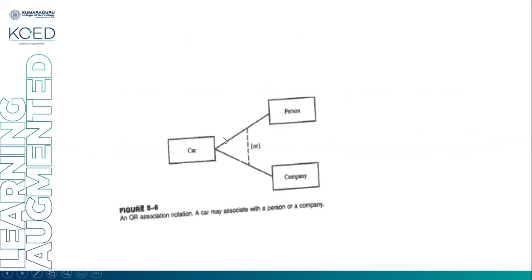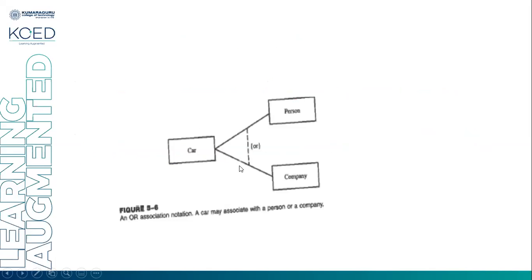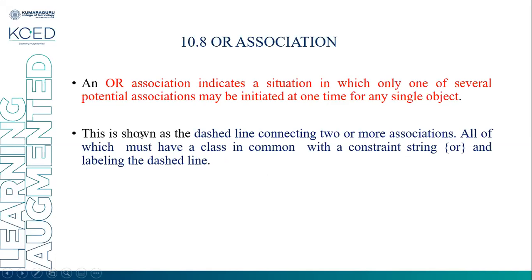This is shown as a dashed line. This one is a dashed line connecting two or more associations, all of which must have a class in common, with the connecting string within open and close curly braces, labeling the dashed line.